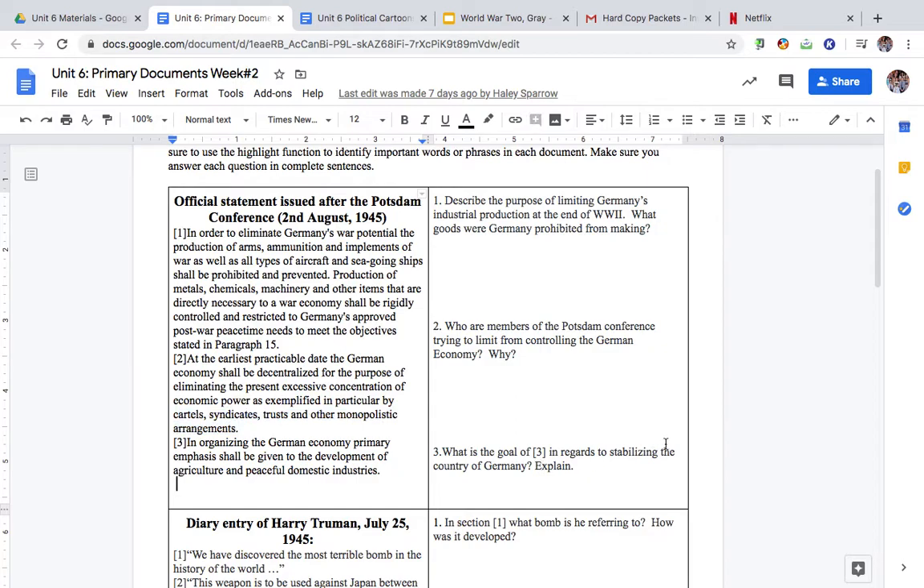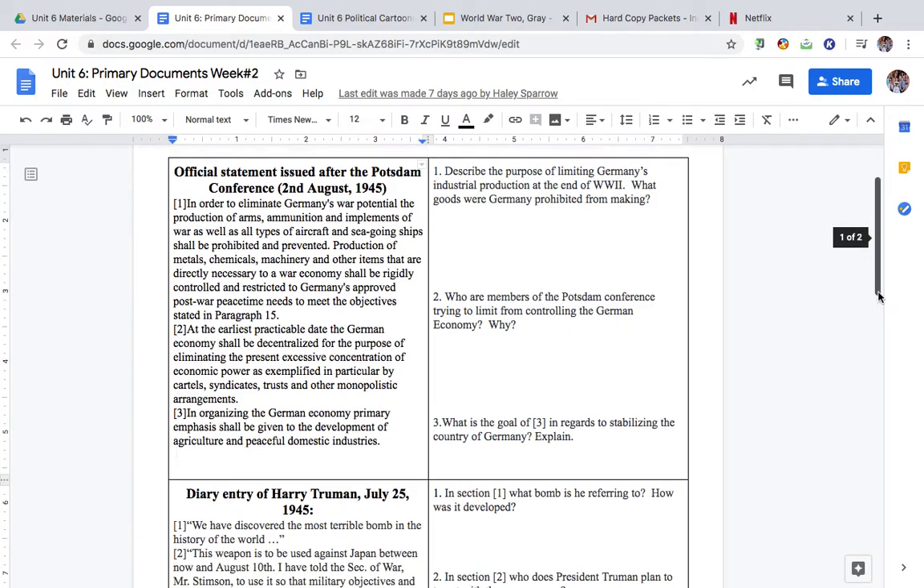Okay? Number three, what is the goal in this line 3 in regards to stabilizing the country of Germany? Okay? What are they trying to emphasize and focus on? And why would they put the emphasis on that? So think about Germany's economy post World War I, post World War II. How can they rebuild the economy? What are they specifically calling for?